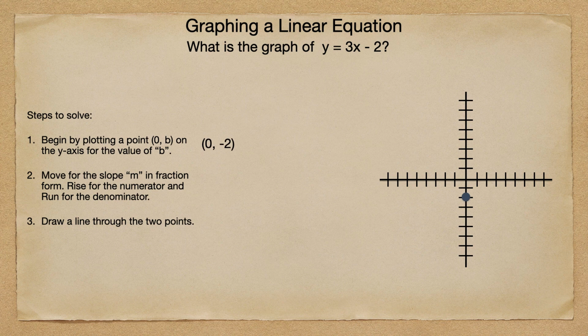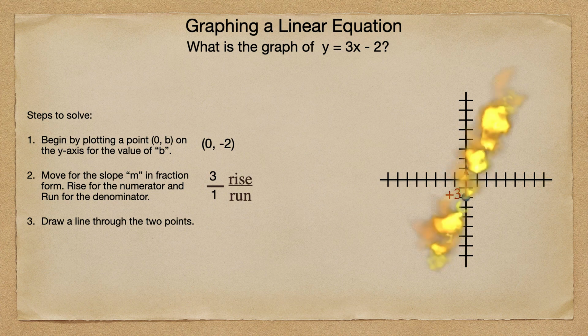We're now going to move for the slope m in fraction form. Our slope being 3 as a fraction is 3 over 1. So that we are going to rise 3 and run 1. This becomes our next point. We draw a line through our 2 points, and we have our graph.